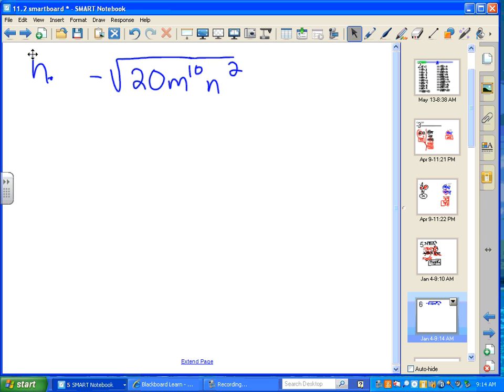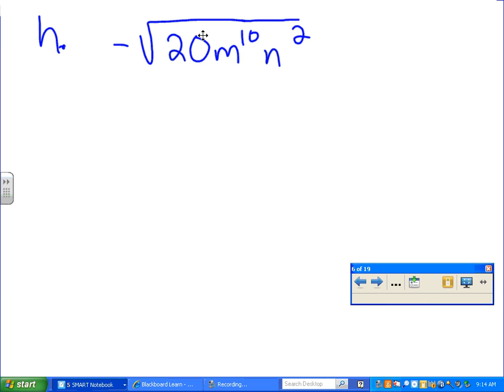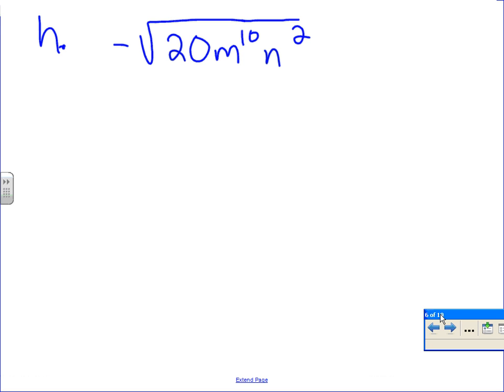Okay, letter H. This one's a little bit different just because you have a negative in front. That negative in front, you just leave it there until you get to the very end of the problem. It just makes your entire problem negative. So first step, split up everything inside the radical symbol.